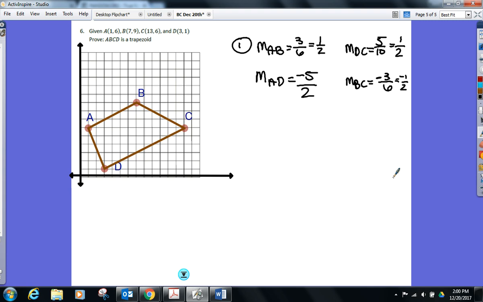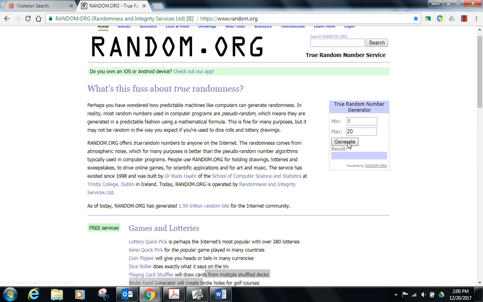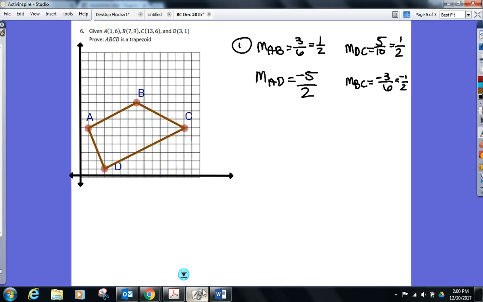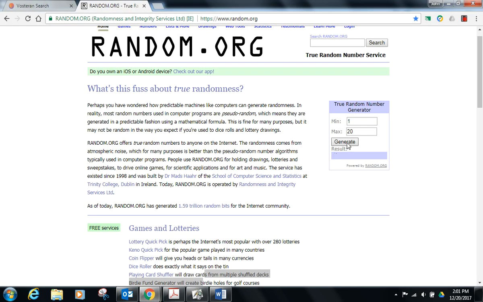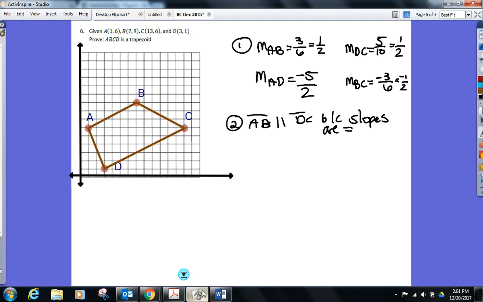Okay, so let's go. Give me a pair of lines and something you know about them. AB parallel to DC. Give me a reason. Slopes are equal. How about the other pair of lines? What do you want to tell me about the other pair of lines while we're here? They are not parallel. So AD is not parallel to BC. Why? Because the slopes are not the same. There you go. Slopes are not equal.